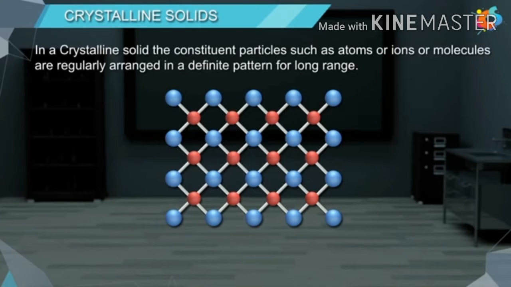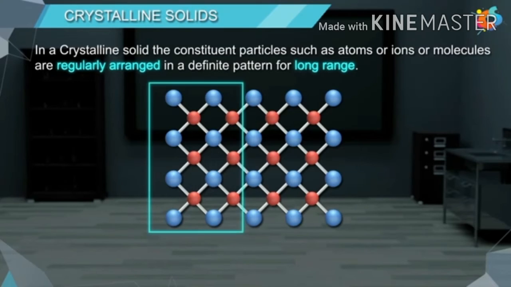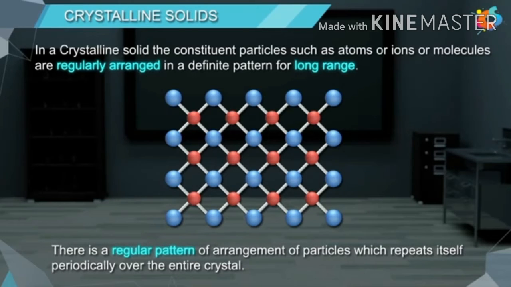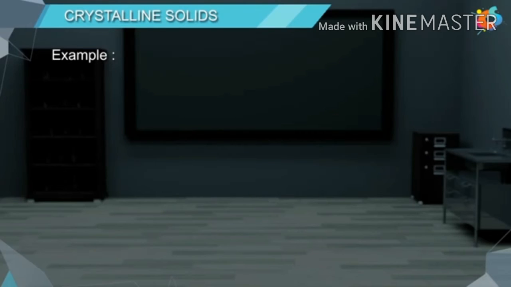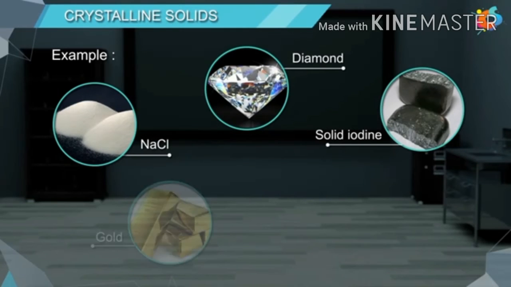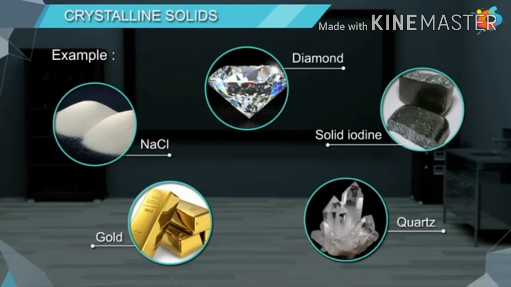In a crystalline solid, the constituent particles such as atoms, ions, or molecules are regularly arranged in a definite pattern for a long range. Here, the arrangement is so regular that by just knowing the arrangement at any one site, we can very well predict the arrangement at other sites. In other words, there is a regular pattern of arrangement of particles which repeats itself periodically over the entire crystal. The examples of crystalline solids are sodium chloride, diamond, solid iodine, gold, quartz, etc.